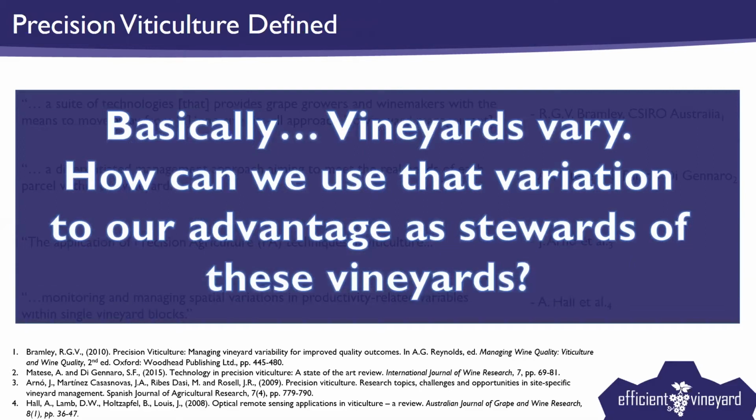So really, basically, vineyards vary. We know that. You know that. If you farm, you understand that. But how can we use that variation to our advantage as stewards of these vineyards? So rather than fighting that variation, how can we use it?